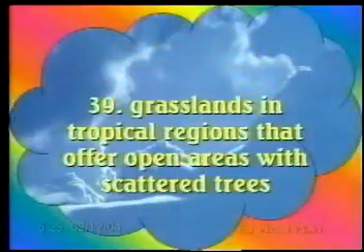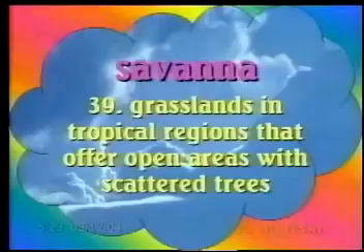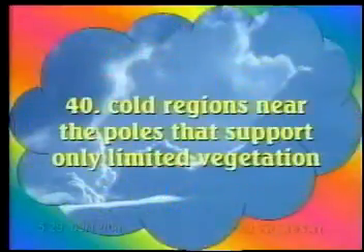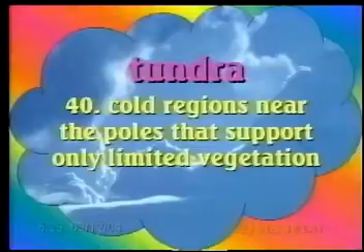Number 39, grasslands in tropical regions that offer open areas with scattered trees. And that is our savanna. Savanna. One more in this section, cold regions near the poles that support only limited vegetation. Tundra. Tundra.